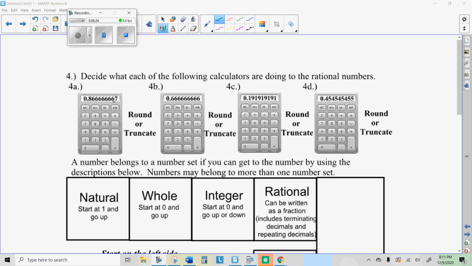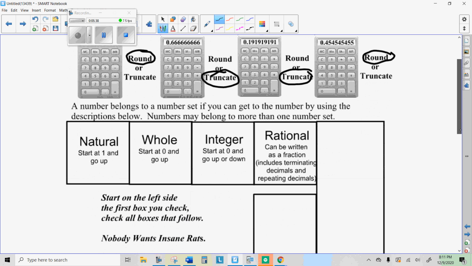So if you see that repeating thing right to the end, you're going to say it truncates it. But in this one, notice it went from a 6 to a 7, so that one rounds. Go ahead and do the rest of them. All right, those are those answers.